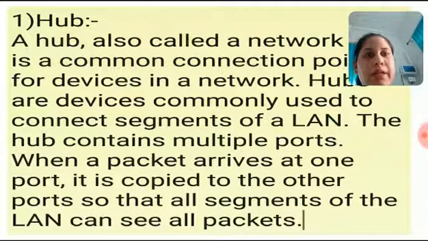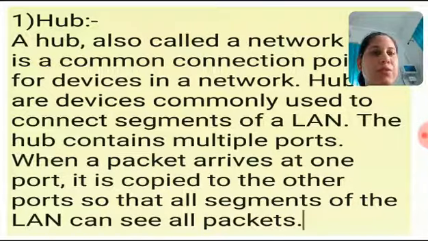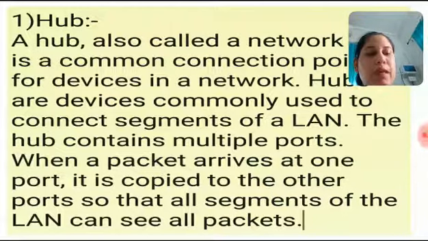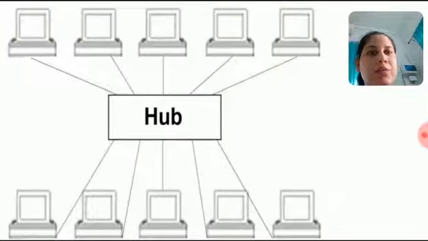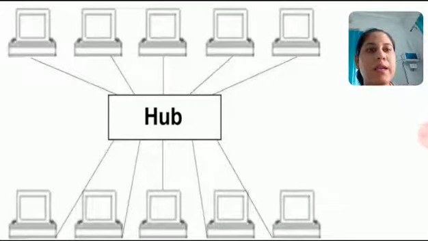A hub contains multiple ports. What is a port? By using the ports, from port to port, we connect multiple devices together, right? So if the hub is having 8 ports, we can connect 8 computers. If it is a 5 port hub, we can connect 5 computers with that hub. Like here we have 10 computers connected, so it is having 10 ports.